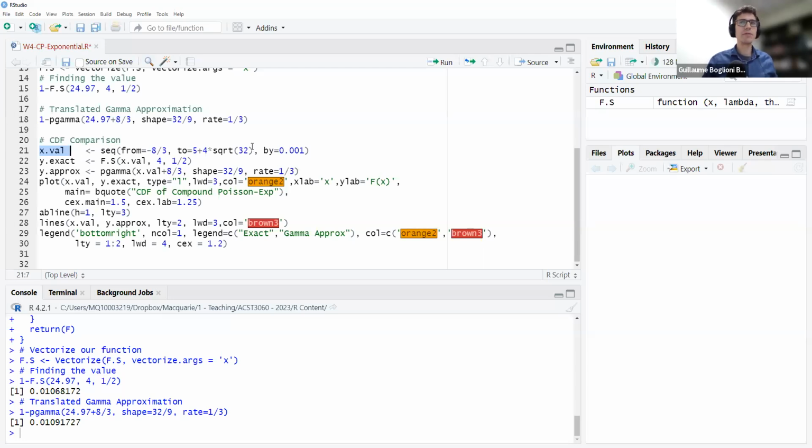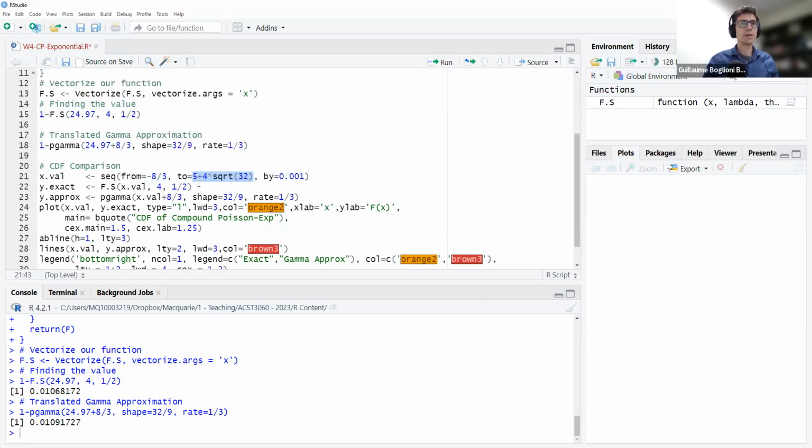I'm gonna find the CDF on a certain range. Here it's a bit arbitrary, but I'm gonna start it at the K, and I'm gonna stop it at, I think this is what I want, 8, which was the mean of our S, plus 4 times the standard deviation, remember, the variance was 32. So I'm just arbitrarily going a range that's pretty broad, 4 standard deviations away from the mean.